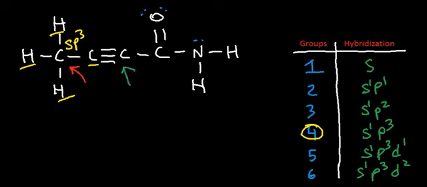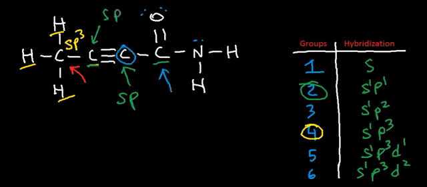What about this carbon atom? That carbon is attached to 2 other carbon atoms, so it has 2 groups, so it's sp hybridized. This is also sp hybridized. And what about this carbon? It's attached to a carbon, a nitrogen, and an oxygen, so it has 3 groups, so therefore it's sp2 hybridized.